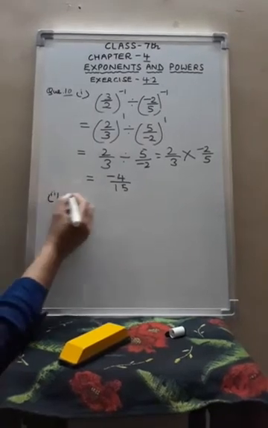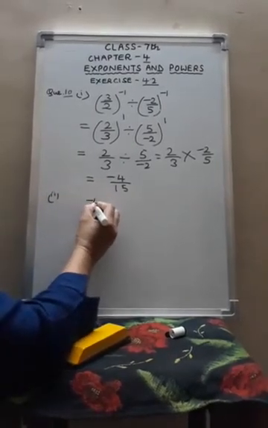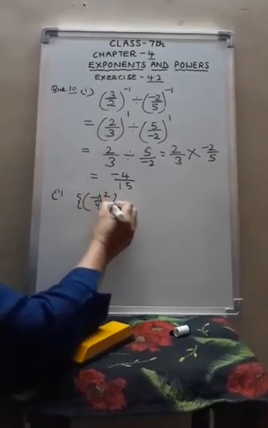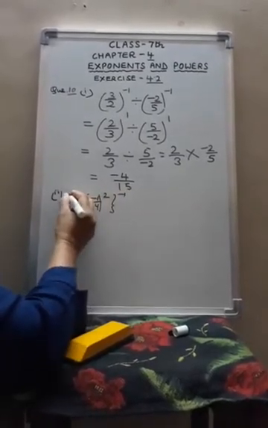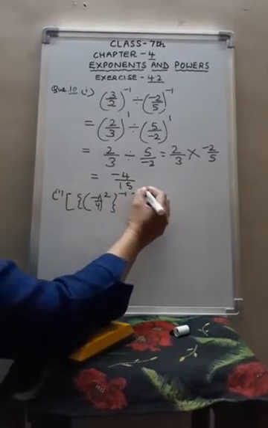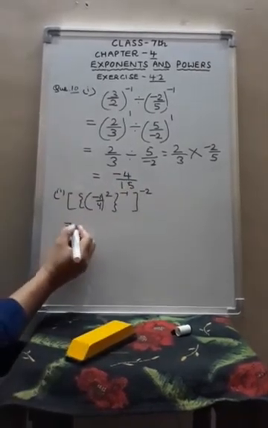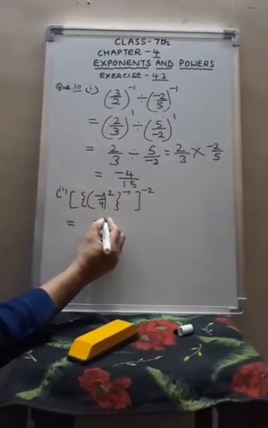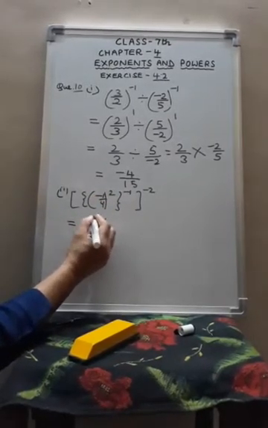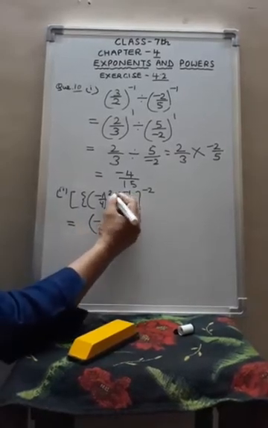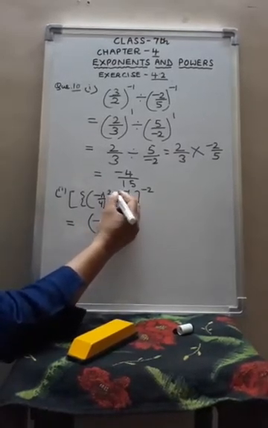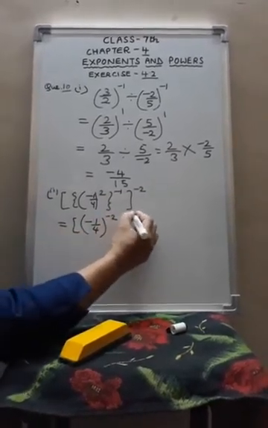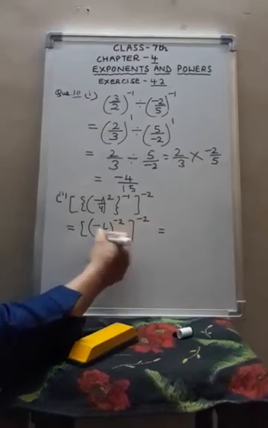Second part, children, minus 1 upon 4 to the power 2, bracket to the power minus 1, and whole bracket to the power minus 2. One by one we will open the brackets. See, first I will open this curly bracket. It becomes minus 1 upon 4 to the power, and when you open the bracket, these powers are multiplied. So 2 into minus 1 becomes minus 2. Whole bracket minus 2. Now finally I will open the square bracket.